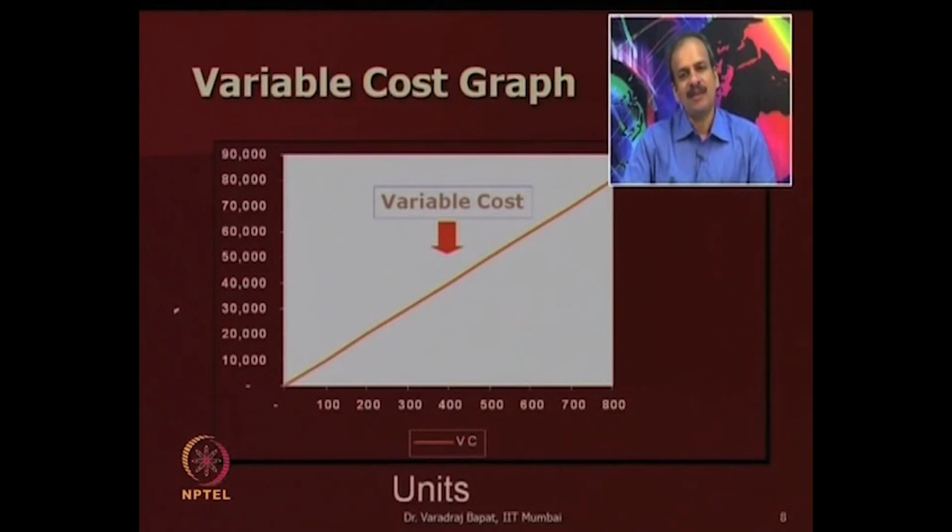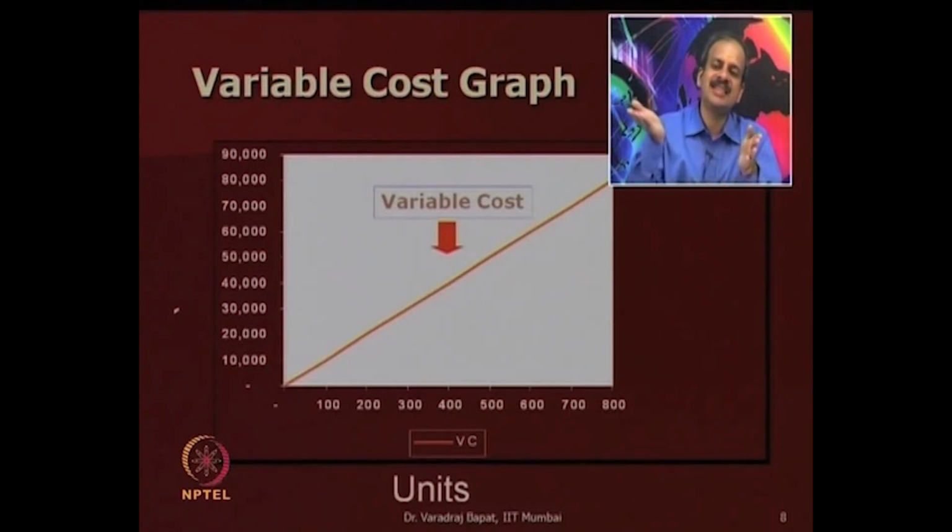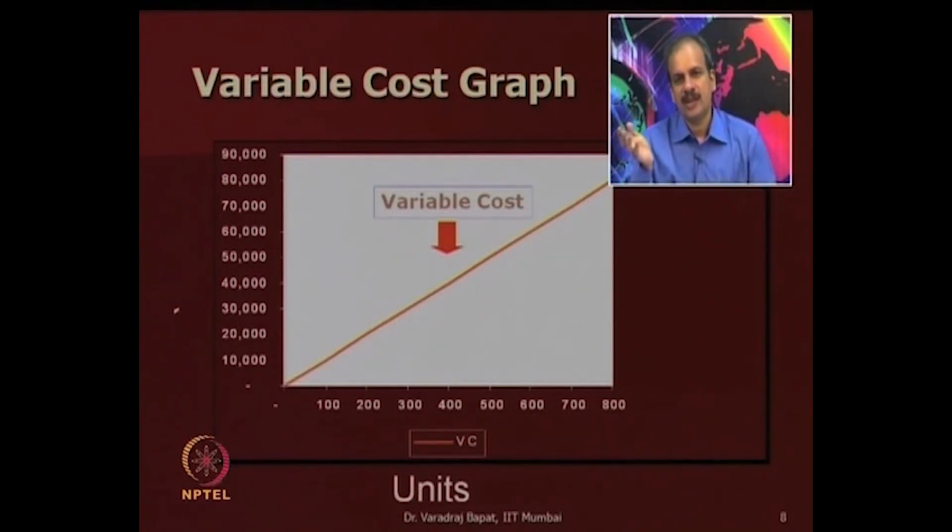This is a graph of variable cost. So, it was 0 in the beginning and then it increases linearly. So, every extra unit means there will be some extra cost. This is how variable cost will increase in the same proportion as the output increases.